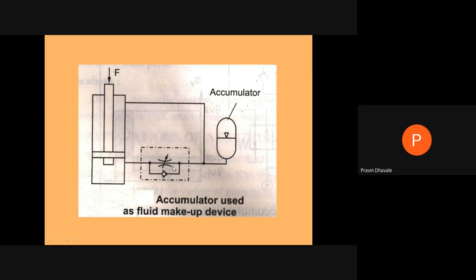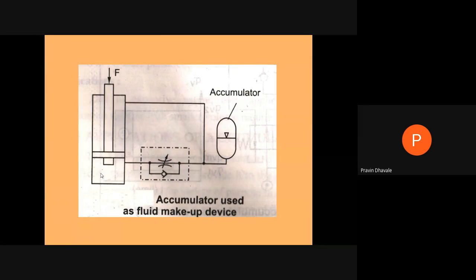If extra fluid is displaced, it will be stored in the accumulator. If extra fluid is required, it will be supplied from the accumulator to the system. So this is another use of the accumulator, which is used as a makeup device.